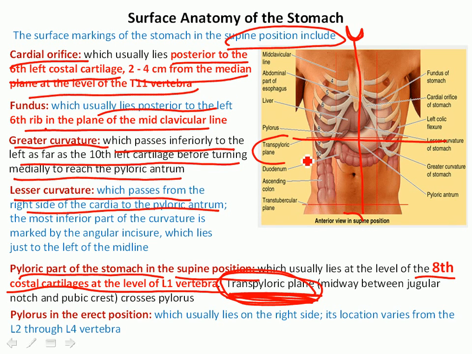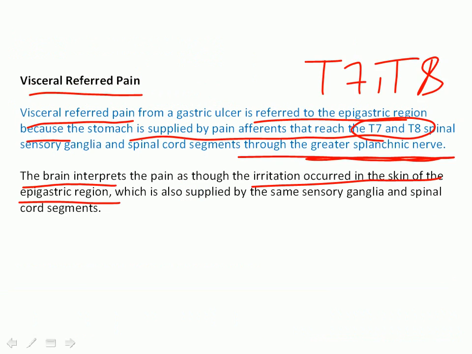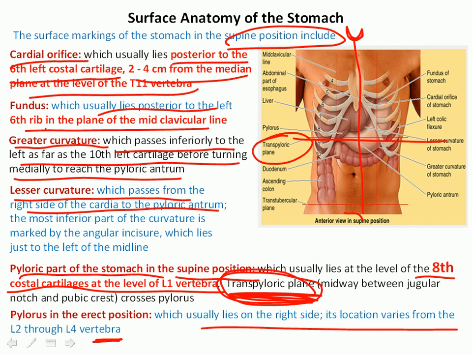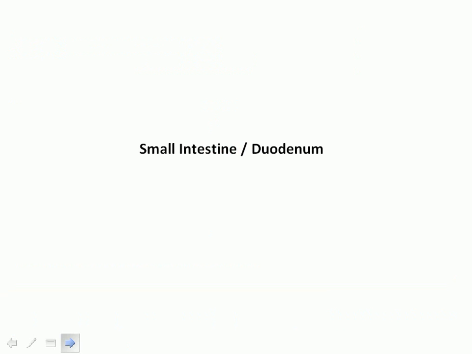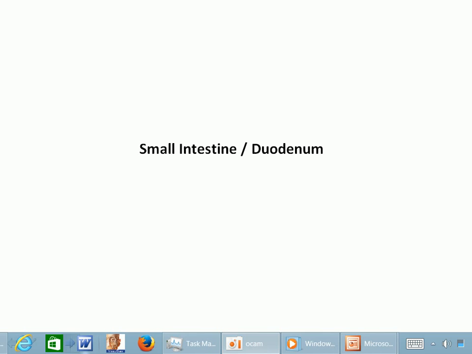If you draw a line across this midway, it will cross the pylorus. That's why it's called the transpyloric line. It will divide the pylorus into two portions. In erect, vertical position, the pylorus usually lies on the right side, and its location varies from L2 to L4 vertebra. So it descends downward from L1 to L2, L3, or L4. That is it regarding the surface anatomy of the stomach. Now, the next topic is small intestines.